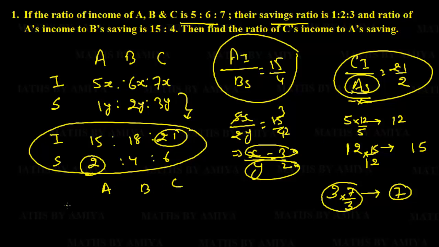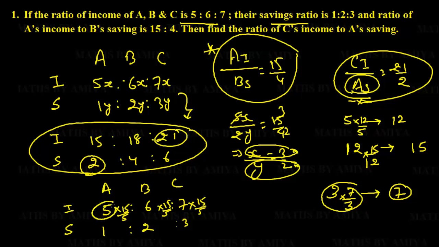A, B, C income and savings ratios are given. That is 5, 6, 7 are the ratio, and 1, 2, 3 is again a ratio. Our reference ratio is A income is 15. Here the A income is 5. We want to make it 15. We merge the ratio. We are not going to change the third value. We are going to change the first and second ratio. A income is 15, so we can do it like 15 by 5 into 15 by 5 into 15 by 5. Why 15 by 5 in all?